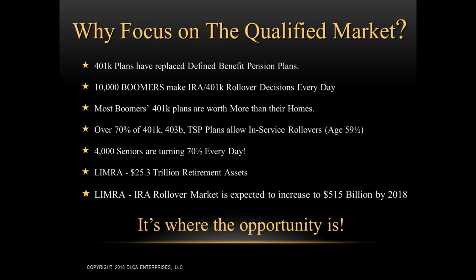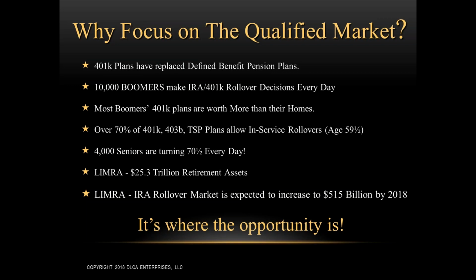We have approximately 10,000 boomers that are making IRA 401k rollover decisions every day, and most of these boomers' 401k plans are worth more than the equity in their homes. Over 70% of 401k, 403b, TSP plans allow what is called an in-service rollover, beginning at age 59 and a half, which means they can take this money that may be at risk at that 401k, roll that into a different solution, and still make contributions and enjoy company matching funds. That begins at age 59 and a half.